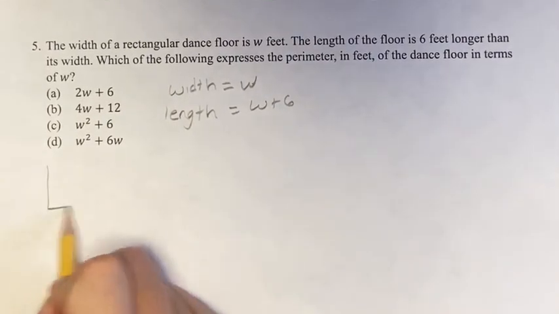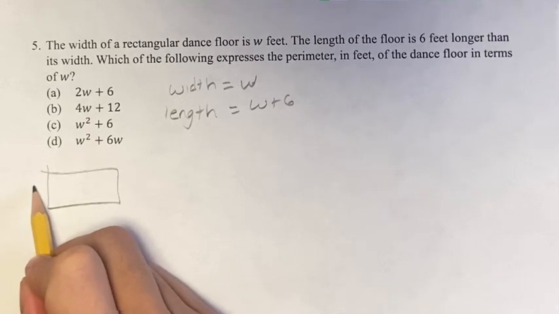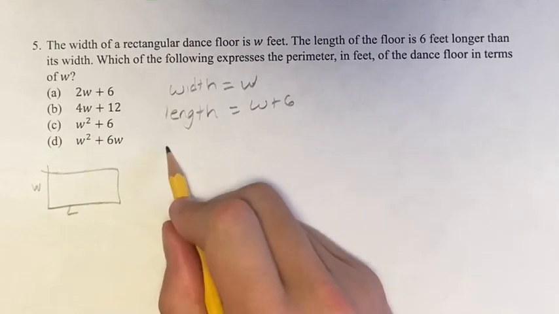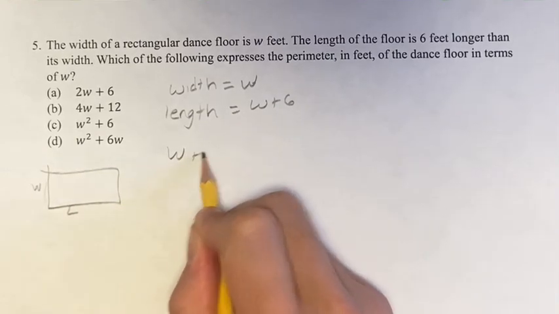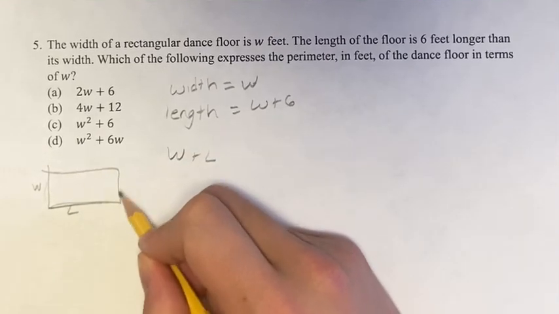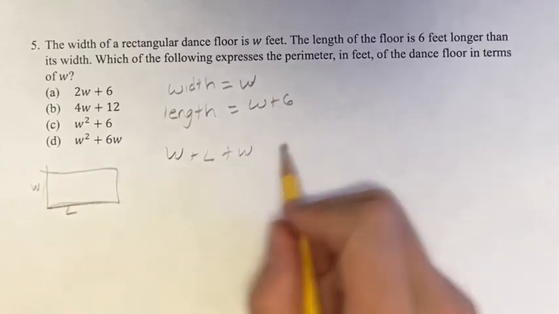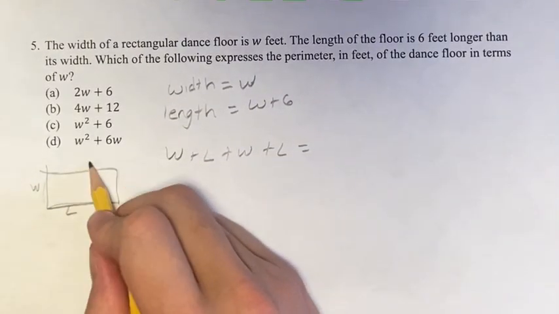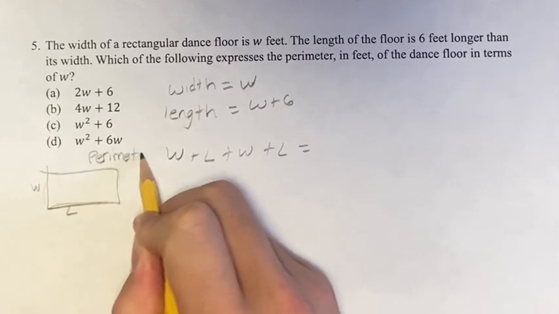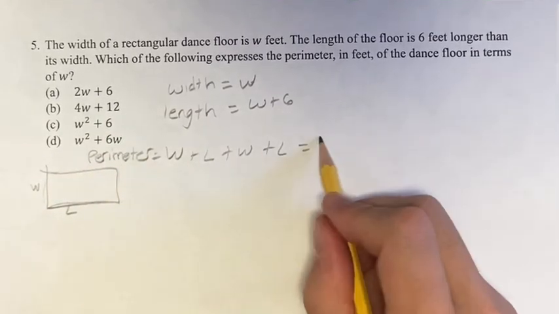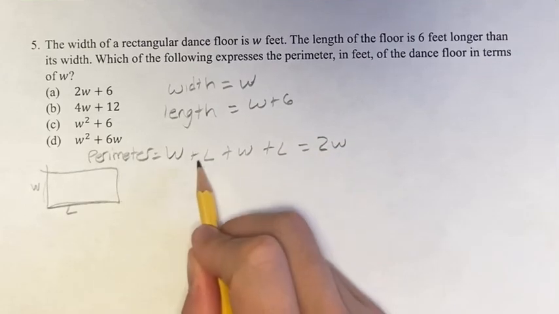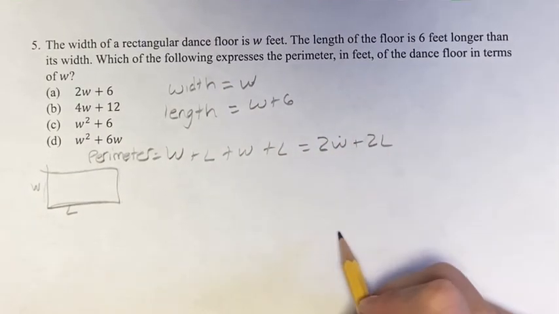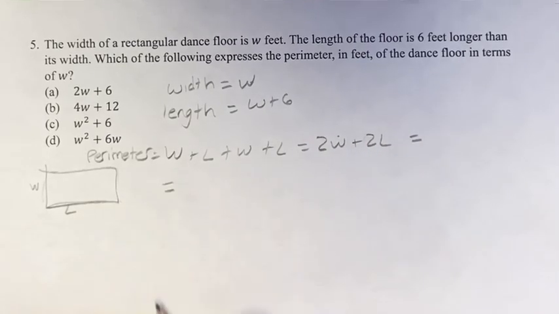So what is the perimeter of a rectangle? This is the width and this is the length. Well, we have the width plus the length plus the width again plus the length again is equal to the perimeter. This is equal to W plus W is 2W, L plus L is 2L. So 2 times the width plus 2 times the length is going to be your perimeter.